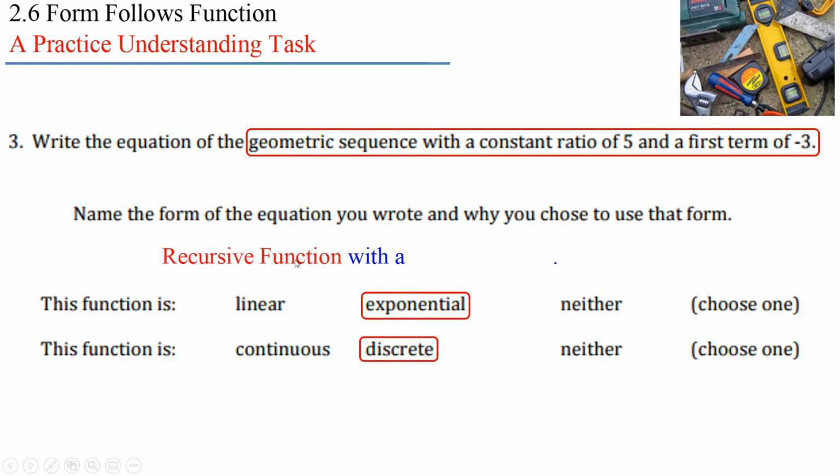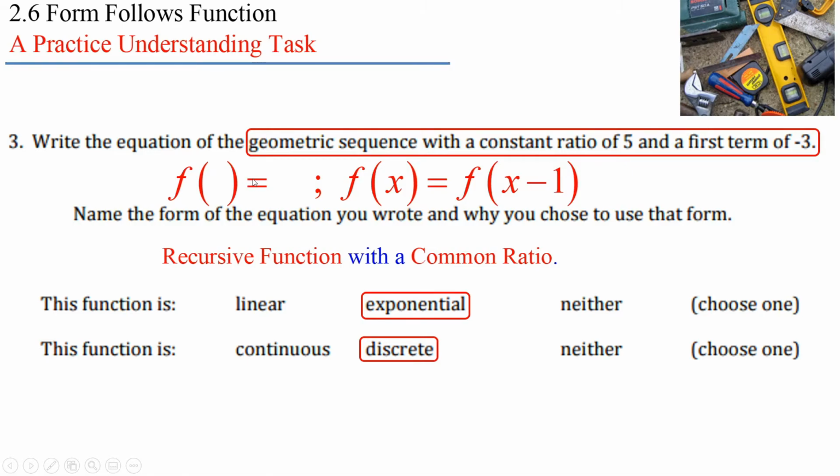So this is a recursive function with a constant ratio of 5. All right, so let's get started with our recursive function. My initial term, f of blank equals blank. Well, the first term is -3. So that means not f of 0, but f of 1 is -3. All right, there's my initial condition. And now my recursion equation, f of x equals f of x minus 1. And what's my pattern of change? Well, I have a constant ratio of 5. That means I'm multiplying by 5.